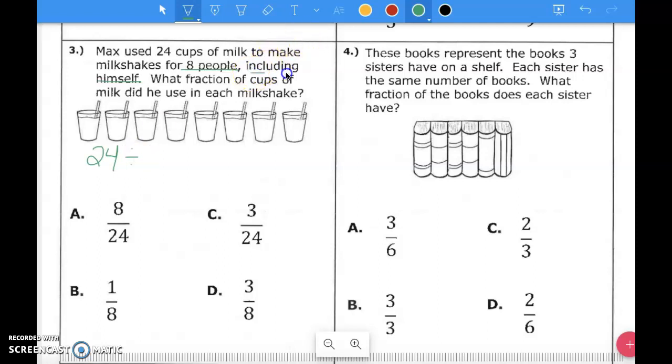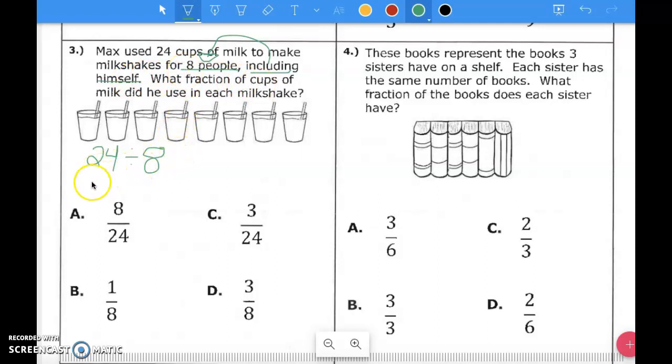oh, but it's including himself, it's not 9, it's 8, okay? So himself is included in the 8, including himself. It doesn't say and himself. Be careful with that. Okay, I was going to make a mistake. I was like, it doesn't make sense. Okay, so including himself, 8 people, himself included in those 8 people.